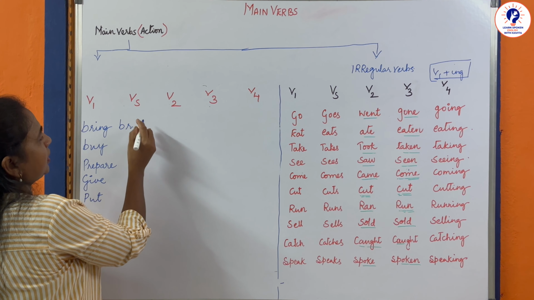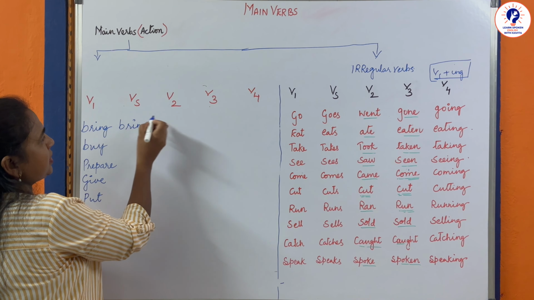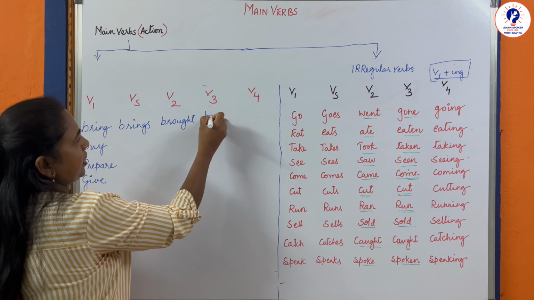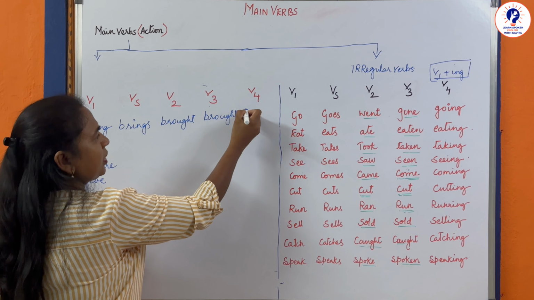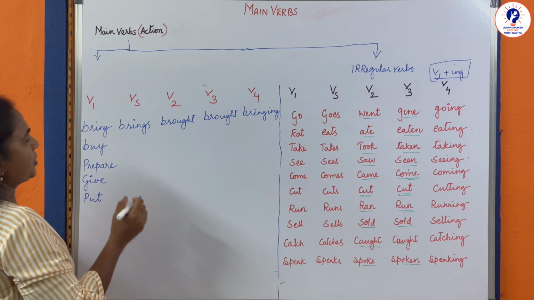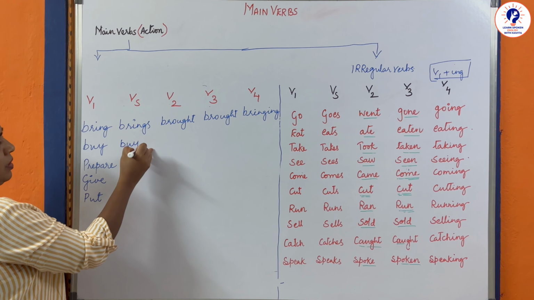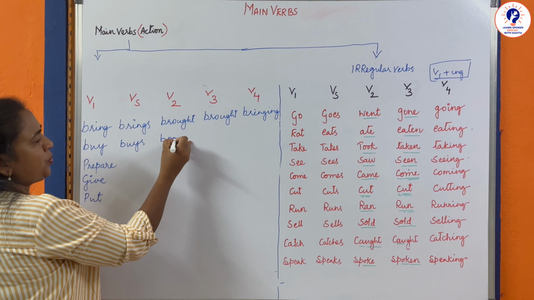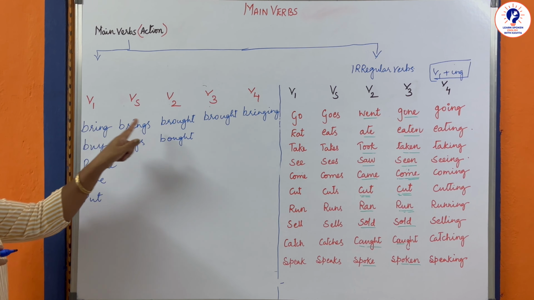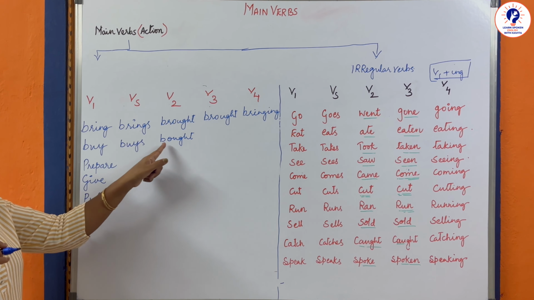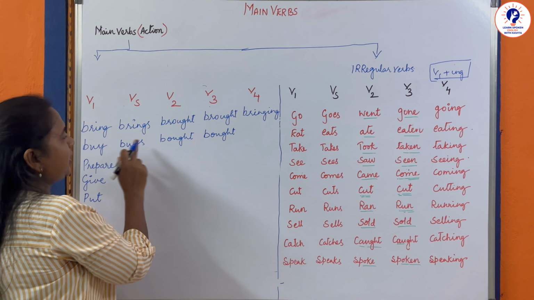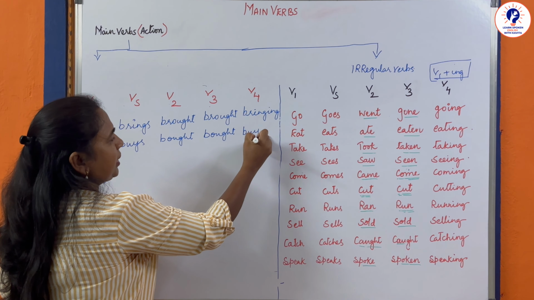Bring. Vs is brings. V2 is brought. Even V3 is also brought. V4 is the ing form, bringing. V1 plus ing. Buy, buys. Bought. Usually students get confused with bring and buy. Bring, brought, brought. Buy, bought, bought. Bring means to fetch, buy means to purchase, right? Buying.